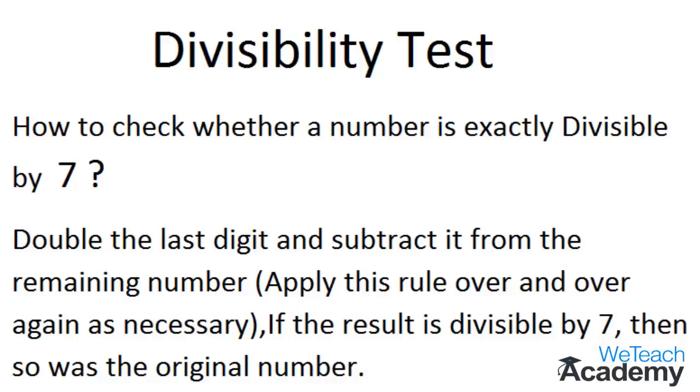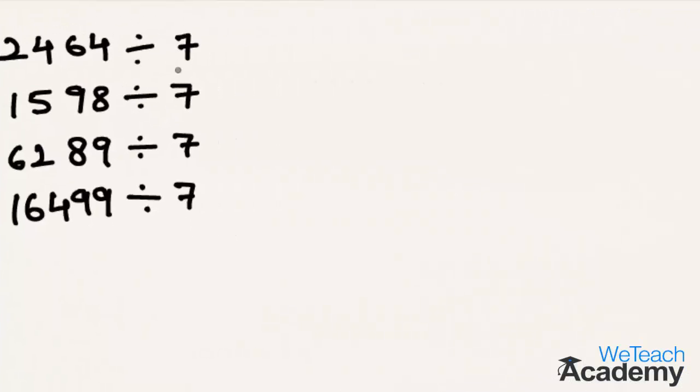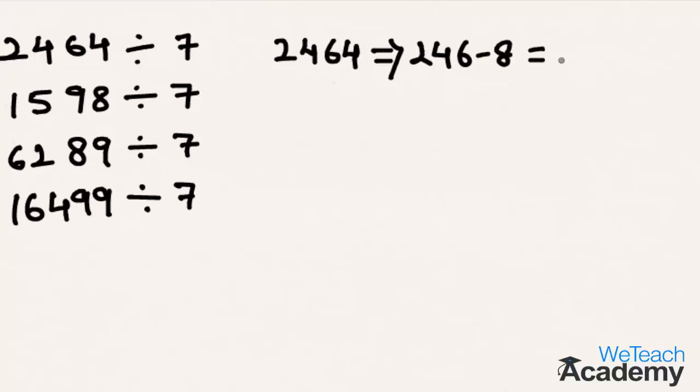Now, let me explain this concept with a few examples. Coming to the first example, which is 2464. According to the concept, double the last digit and subtract it from the remaining number, which implies 246 minus 8, which is double the last digit 4, that is equal to 238.